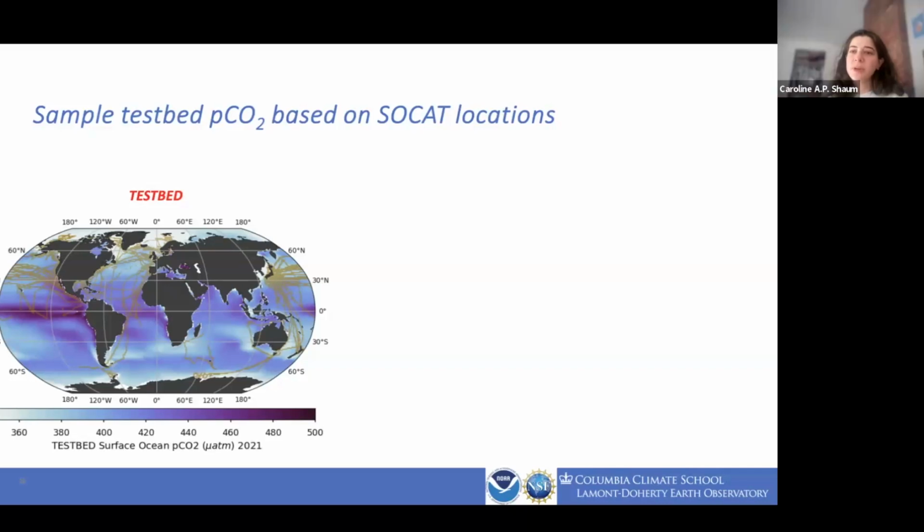We're trying to determine how well the machine learning process that we could apply to actual observations performs, but we're just using model output to do that. Okay, I see. Thank you.